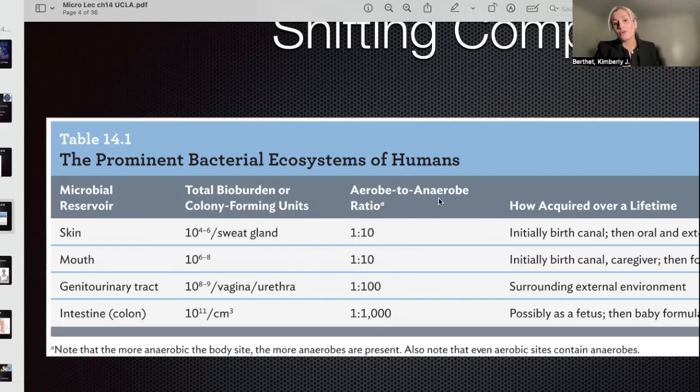So even though we have more anaerobic bacteria, we see a higher concentration of aerobic bacteria versus something like the genital urinary tract or the intestines. So going through the GI tract, where we have a very, very low percent of aerobic bacteria. So mostly all anaerobic on the inside of the body.